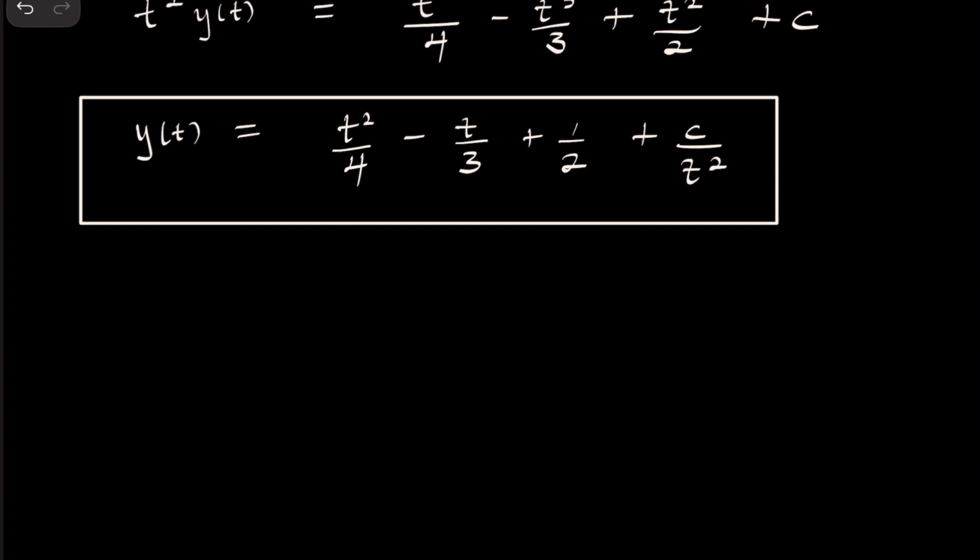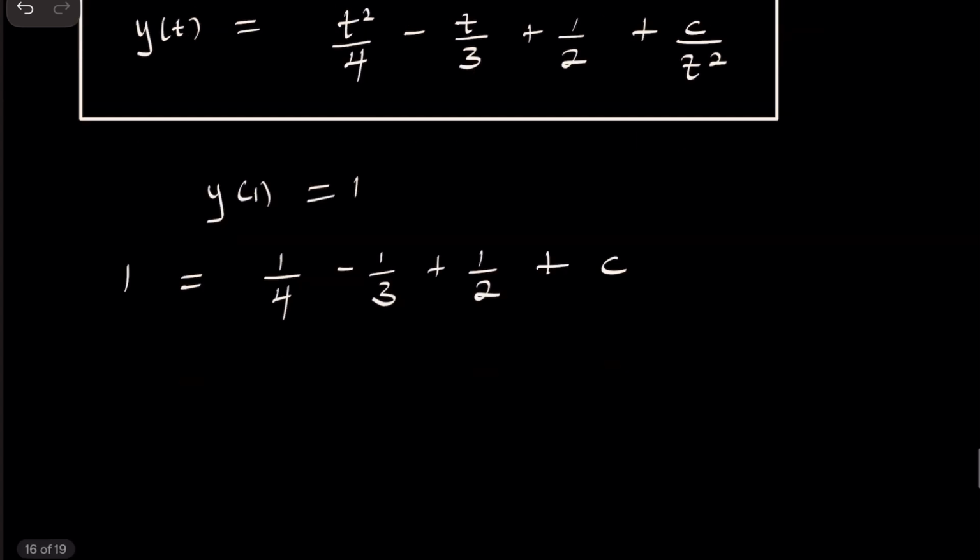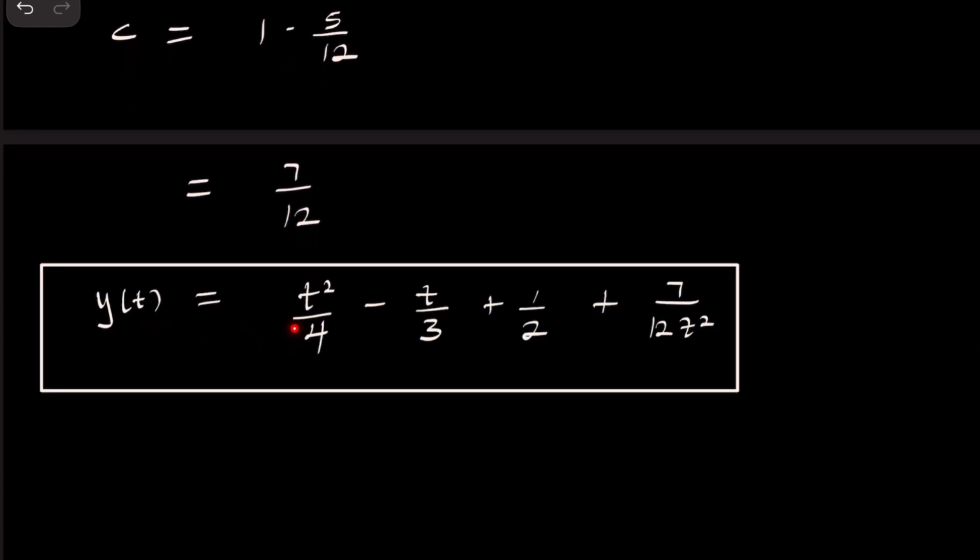From the initial condition we have y(1) = 1, and so we are going to have 1 = 1/4 − 1/3 + 1/2 + c. And so we are going to have 1 = 5/12 + c. Now let's solve for c. So c will be giving us 1 − 5/12. Thus c is equal to 7/12. And so our particular solution will be giving us y(t) = t²/4 − t/3 + 1/2 + 7/(12t²).